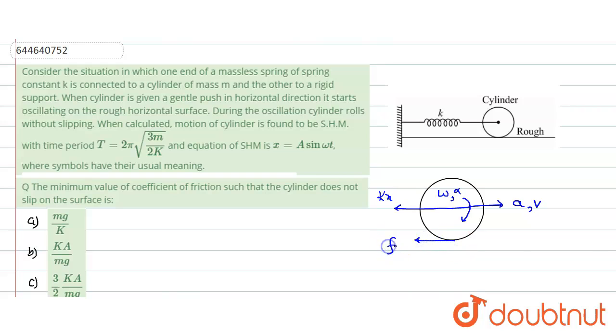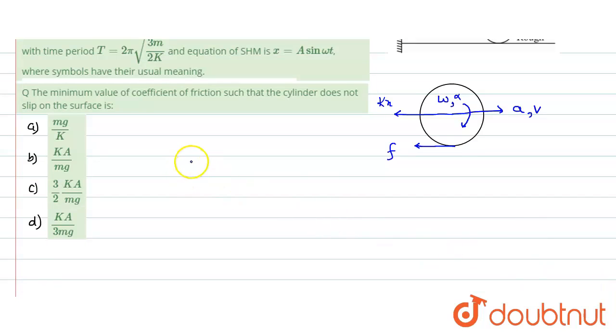Let's say the frictional force value is F, and we know that F would be less than or equal to the maximum friction value F max, which is mu N. Now if we apply torque balance about this point, what will we get? There won't be any torque due to kx, so the torque due to the frictional force F r would be equal to I into alpha.